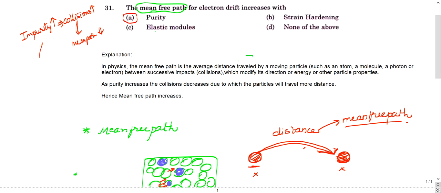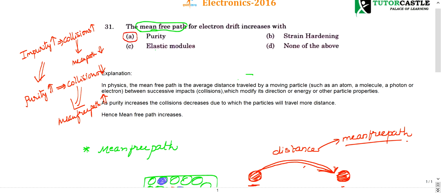So if I write the converse statement, if purity increases, then what happens? Collisions will decrease. As the collisions decrease, the particle can travel freely. They can travel for a long time and a long distance it can cover. Yes or no? In this way, mean free path increases. This is a simple explanation by which you can easily answer this question without any difficulty. You can go through this explanation in the text format. The same thing will be there.